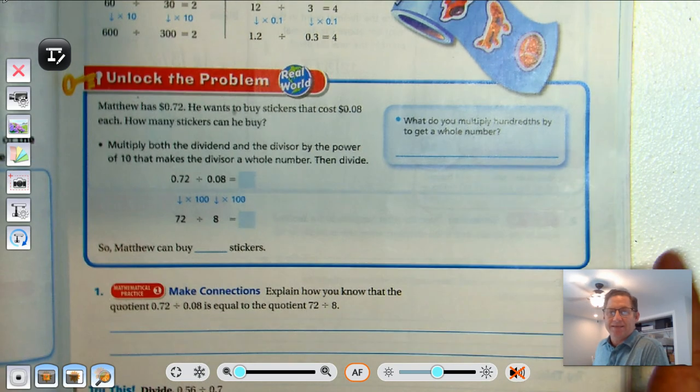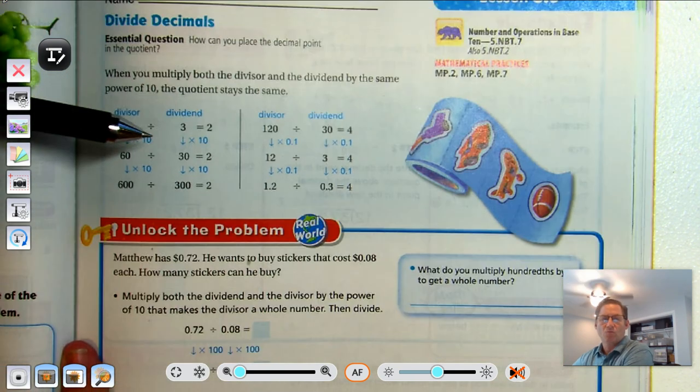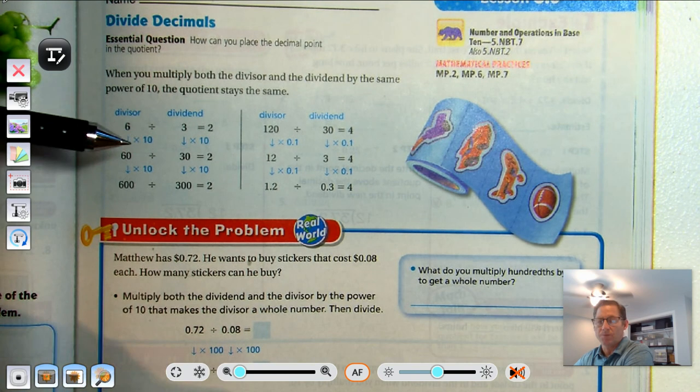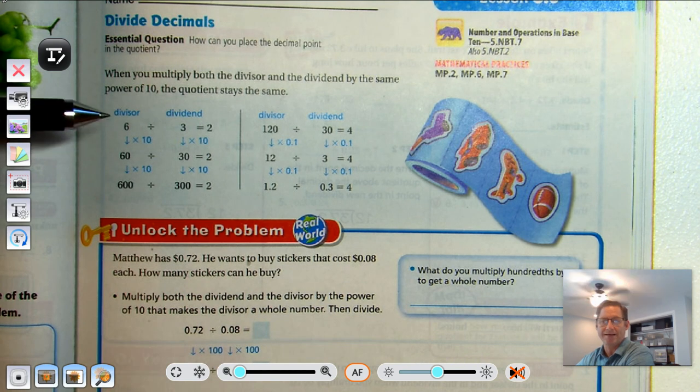Hello. In today's lesson, lesson 5.6, we're going to be working on dividing decimals. And the essential question is, how can you place the decimal point in the quotient when the dividend and the divisor both have decimal points? So first thing we want to talk about is what happens when we divide or multiply a divisor and the dividend by the same power of 10.